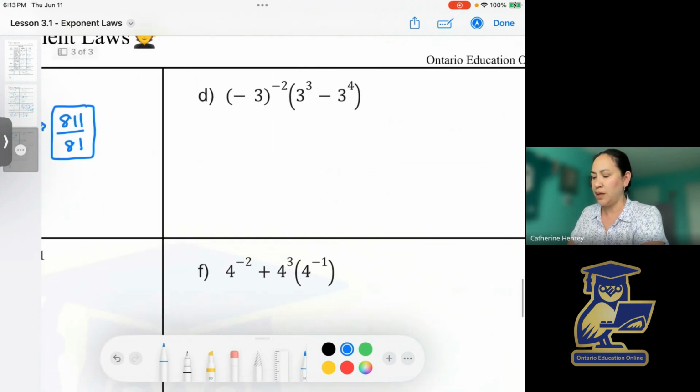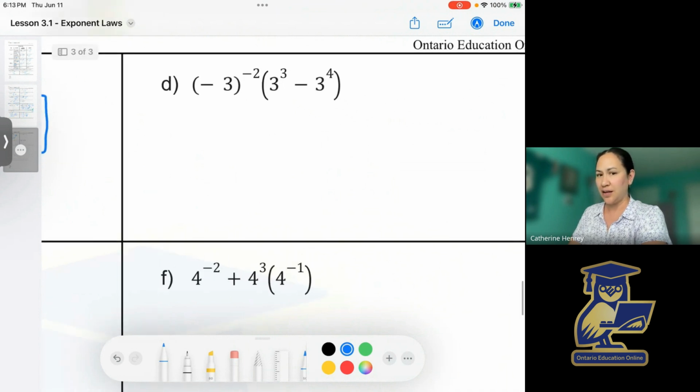Okay, so here we have a negative number raised to a negative exponent. Definitely want to make sure we take a look at how we deal with these negative signs. So what I want you to note is that this negative 3, that negative sign is sort of attached to the 3 in the bracket. So when I raise it to the power of negative 2, it means I'm raising the entire bracket to the power of, sorry, negative 2.